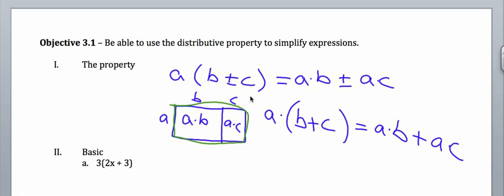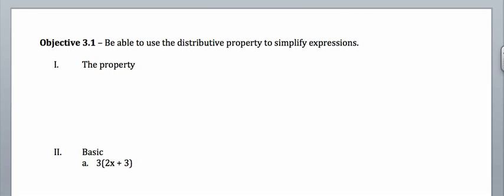Look at what you have. You have the distributive property. If you add first and then multiply, that's with parentheses. If you multiply first and then add, as long as you multiply that A by both B and C, that's the other side of the distributive property. So that's a pretty cool way of looking at it. So we're going to take a look at a variety of examples here.